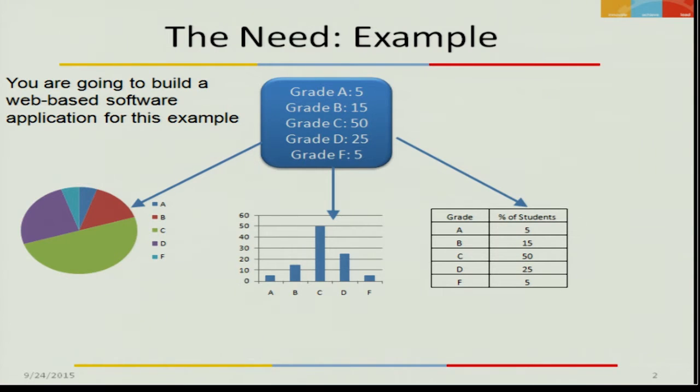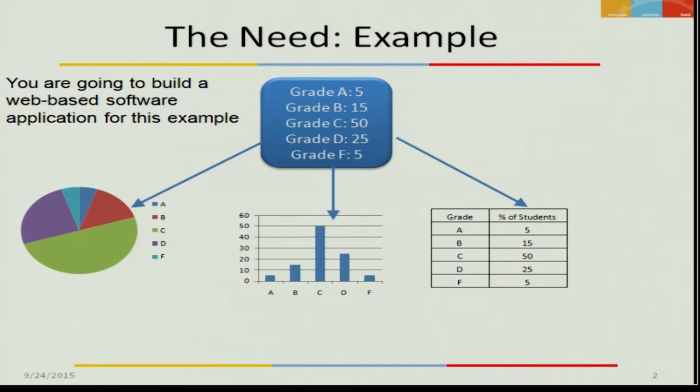So for example, in the database some students have gotten A, some have gotten B, and so on. And what you want to show on the browser is essentially this pie chart, which shows what percentage of the students got A, what percentage of the students got B, and so on. You would also like to show a histogram, and you would also like to show a table showing the percentage. Suppose you were to show all the three.